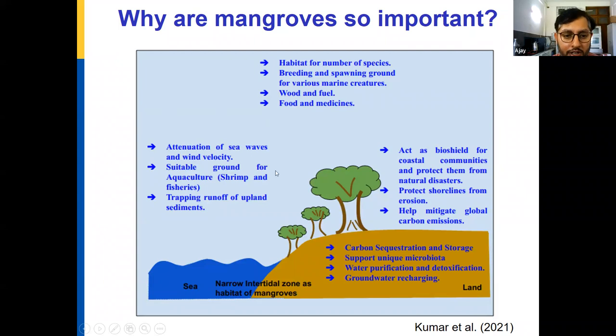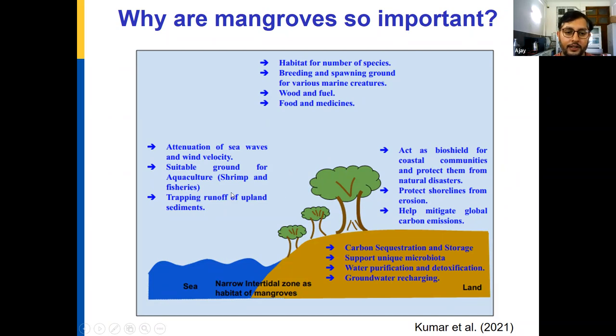Then there is the attenuation of the sea waves and the wind velocity when there is high speed wind and sea waves. These waves are basically reduced in strength because of the presence of this bio shield kind of mangroves in the coastal areas. So that is how they protect the coastal communities.